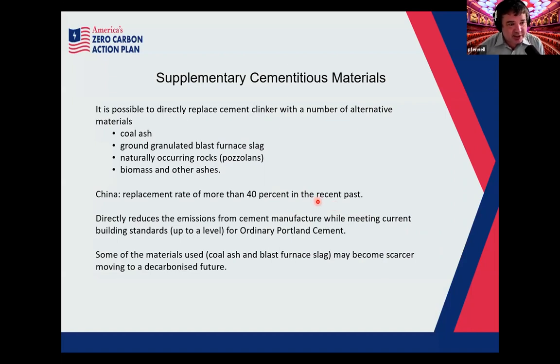Okay, so I did discuss supplementary cementitious materials. You can replace some of the cement clinker with alternative materials. As I've said, ground granulated blast furnace slag is the major one. Coal ash works. There are some naturally occurring rocks, but they're basically not that common. And biomass and other ashes, but the biomass ashes probably need a bit more work to make sure that they're okay.